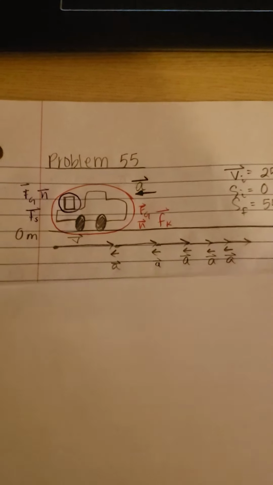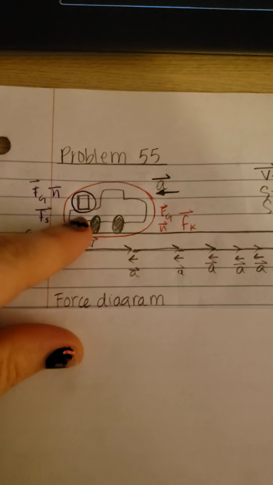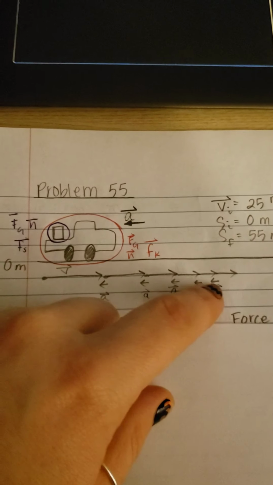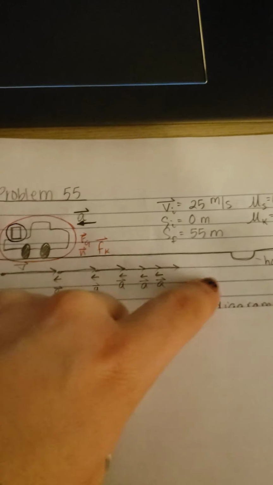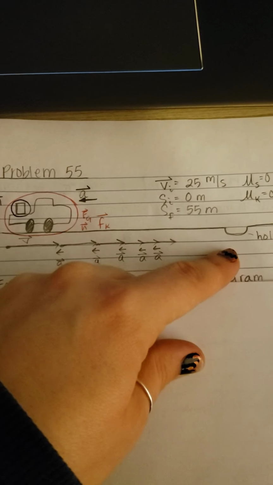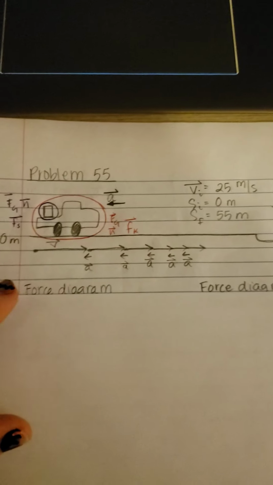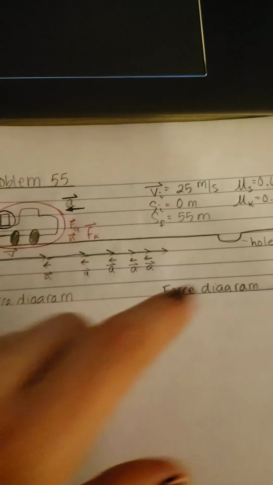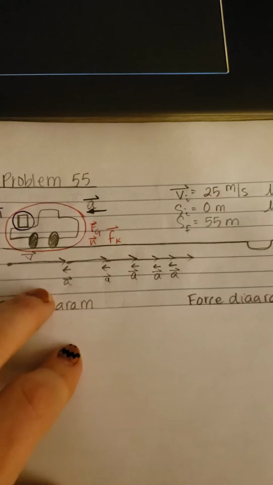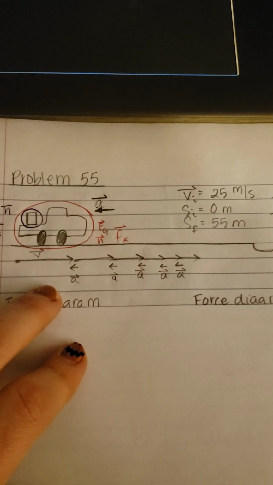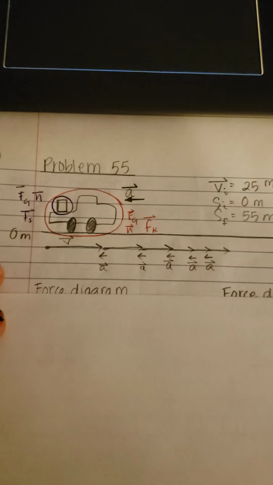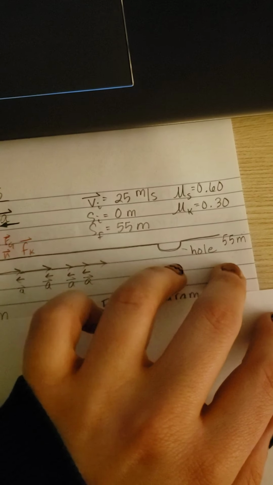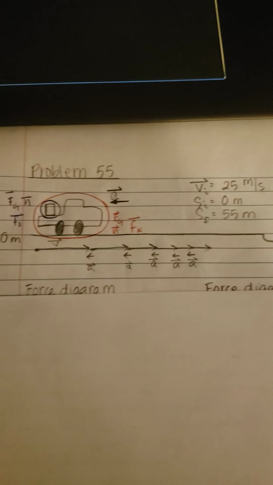to start off, I drew the pickup truck here, and its velocity is going towards the hole at 25 meters per second. We know it's decelerating to avoid the hole, so the acceleration is going to go in the opposite direction. We know our starting position is 0 meters and the hole is over here at 55 meters.